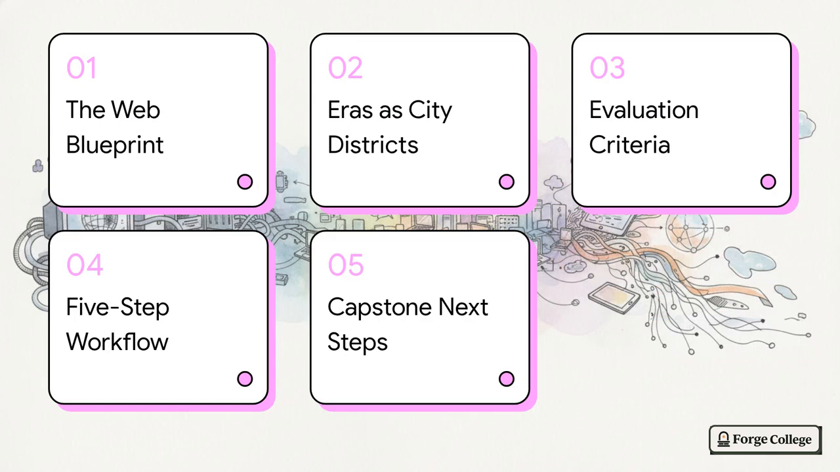So here is our architectural blueprint for today's explainer. First, the web blueprint. Second, eras as city districts. Third, 4 evaluation criteria. Fourth, a 5-step workflow. And finally, your capstone next steps. All right, let's get building.